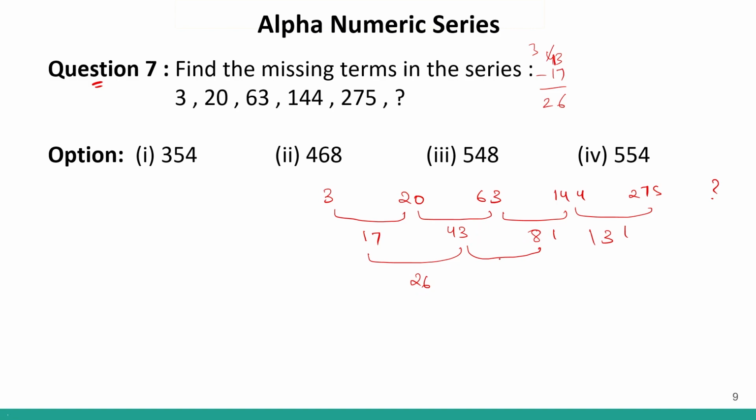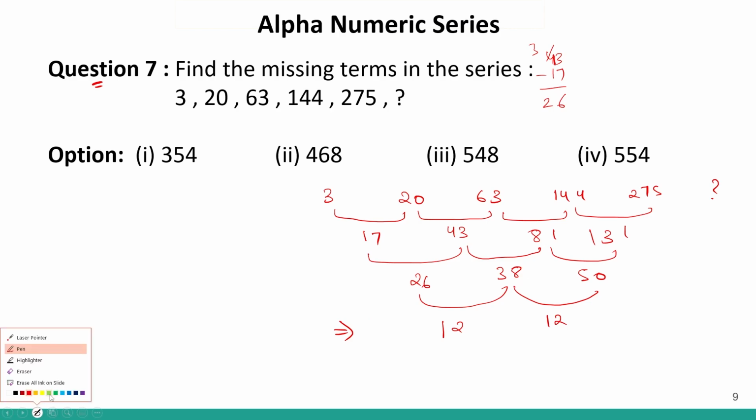So this is a difference of 38, and between 81 and 131 there is a difference of 50. So moving on to the next level also, because at this level also we cannot find a logic. Between 26 and 38 there is a difference of 12, and between 38 and 50 there is a difference of 12. So at the lowest level, we broke it down and I could see a logic of 12. Now let us continue with that logic.